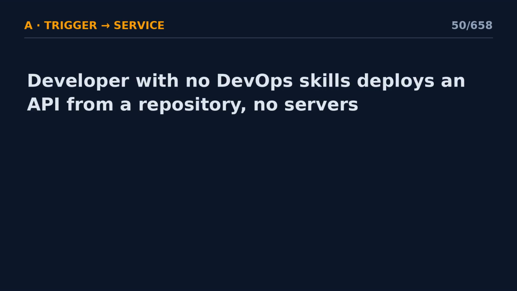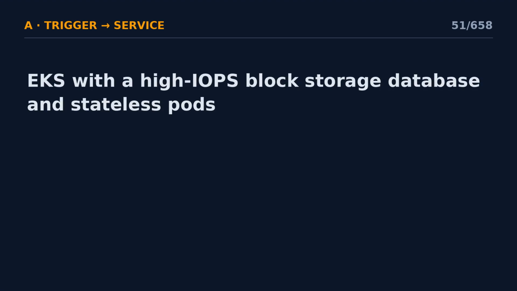Developer with no DevOps skills deploys an API from a repository, no servers. Answer: AWS App Runner.